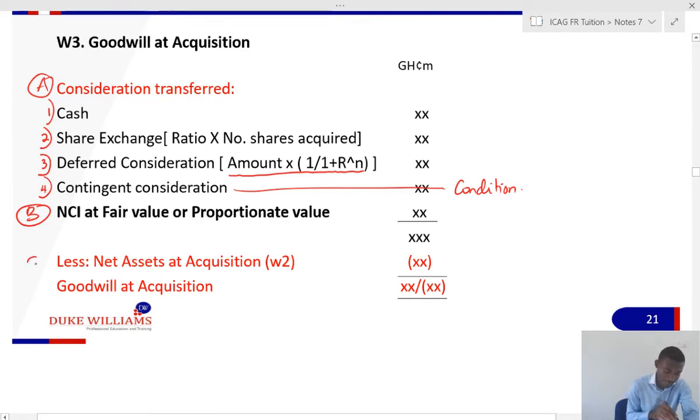Now, when we less C, which is the net asset at acquisition, remember we have seen this in workings 2, when we less it from the market value, we have goodwill at acquisition. And the goodwill can be positive or negative. And remember I said that when it's negative, we don't call it negative goodwill. We say it's a gain on acquisition. It's a bargain purchase.